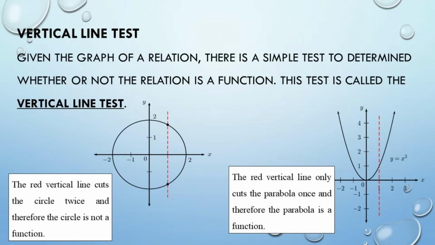There is a very simple test to determine whether a given relation is a function or not. This test is called the vertical line test. If you know the shape of the graph, first sketch the shape and then hold a vertical line across the graph and find how many cut points you find. Each time, if there is only one cut point, then it is a function. Whenever you find more than one cut point, that shape does not give a function.